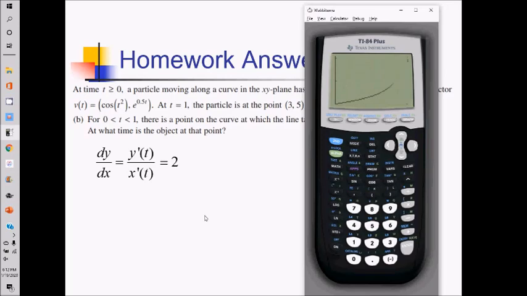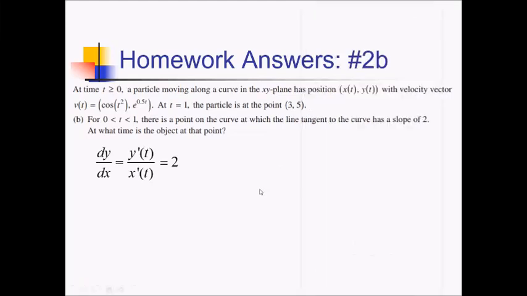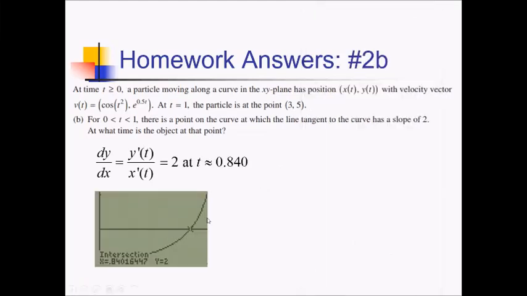So here is my slope. Here's the line y equals 2. Let's do now second trace option 5 for intersect, and I'll just press enter, enter, enter. There's only one intersection, and that happens at about 0.8402. So there it is. And they didn't have any units, so that's the time. Hey, we're done.